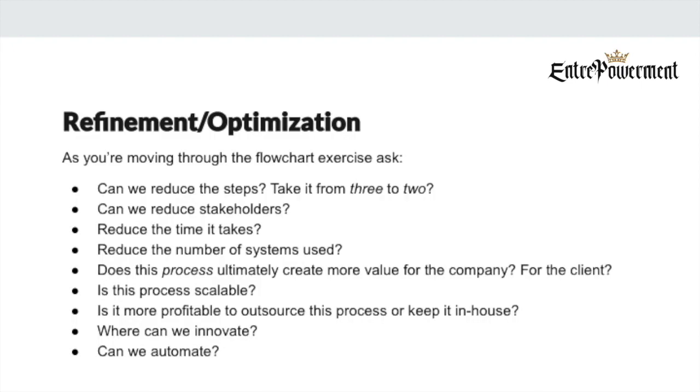When you're done working through a flowchart exercise, you then begin to ask, how can I refine this? Can we reduce the steps, take it from 2 to 3? Can we reduce the stakeholders? Can we reduce the time it takes? Can we reduce the number of systems used? Does this process ultimately create more value for the company, for the client? Is this process scalable? Is it more profitable to outsource this process or keep it in-house? Where can we innovate? Can we automate?